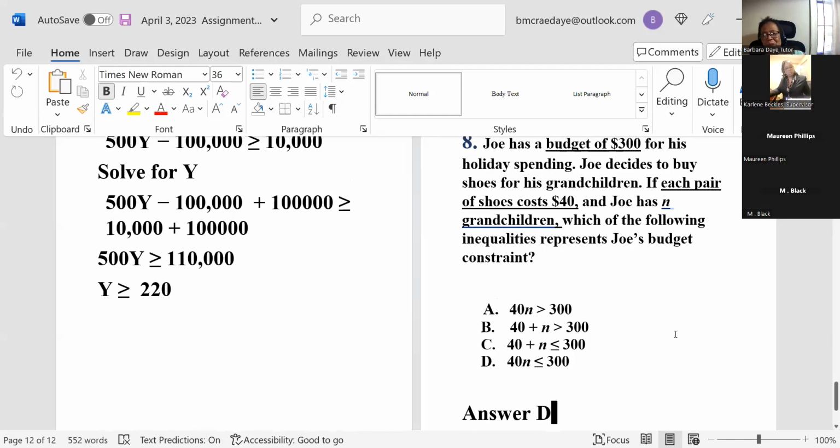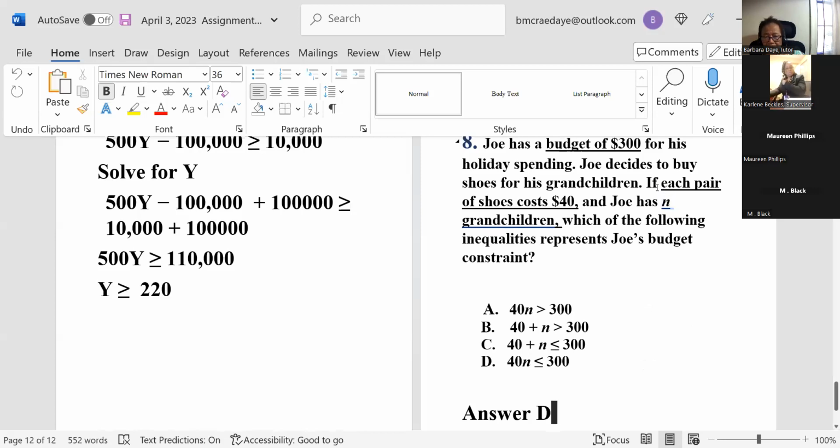But Mercedes, you just told me if you had two grandchildren, you'd spend $80. That's a multiplication, not an addition. You didn't add the two to the 40, you multiplied the two by the 40. You understand why it can't be B? The number of grandchildren times the $40 is the amount that you spend for the shoes. Okay, I think I misunderstood the inequality.